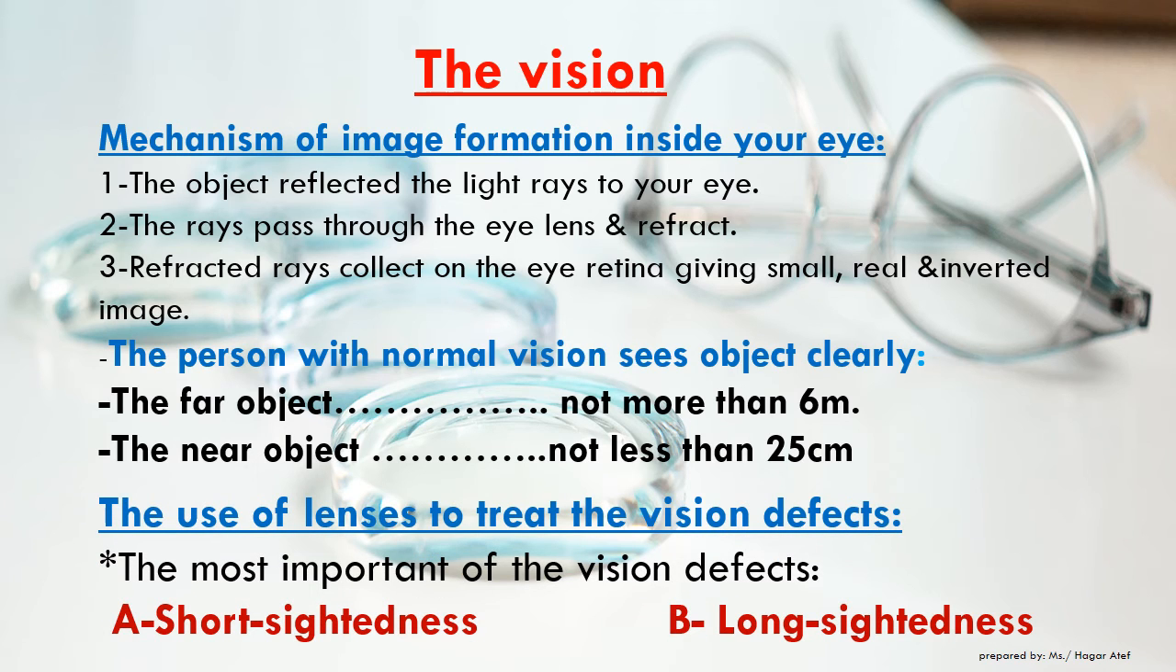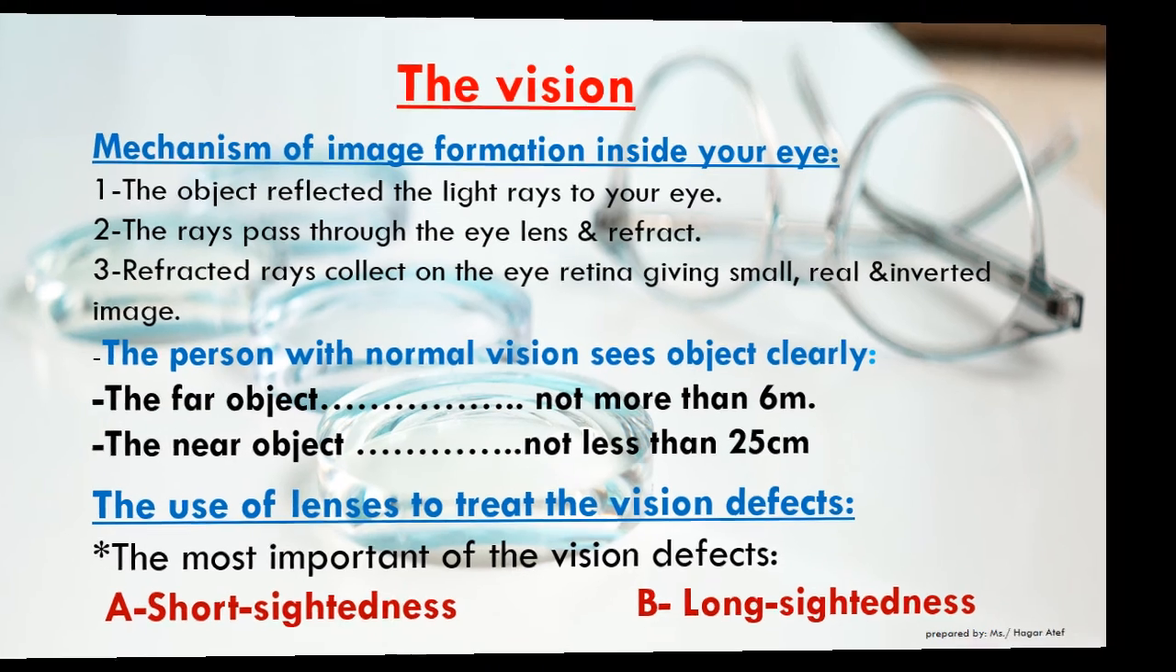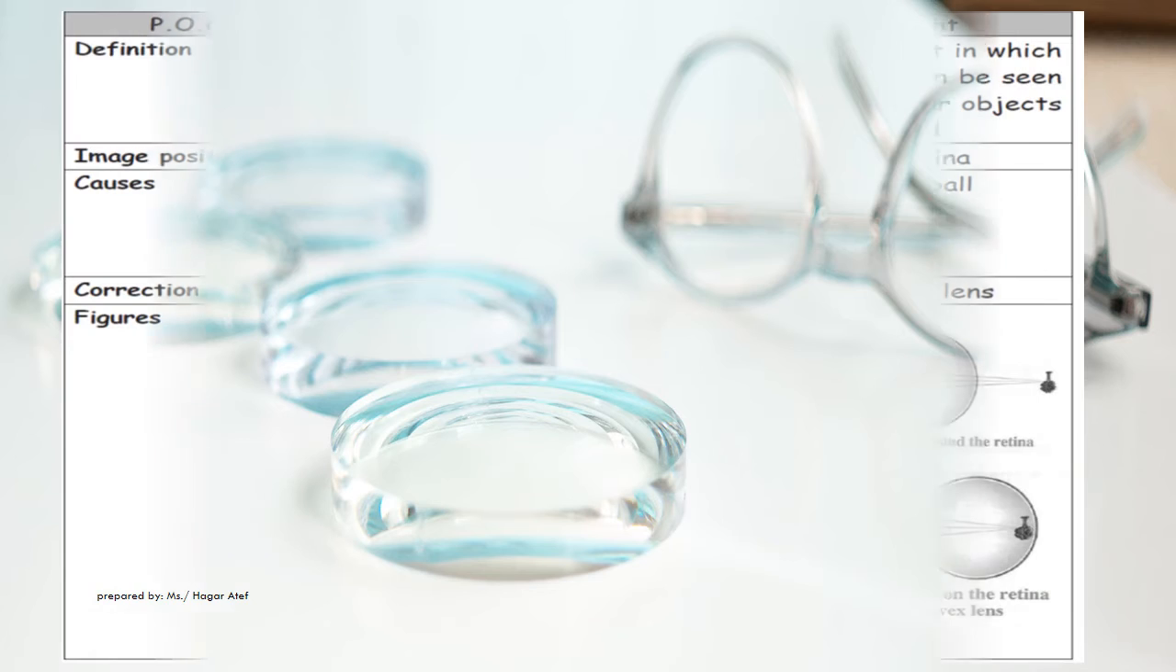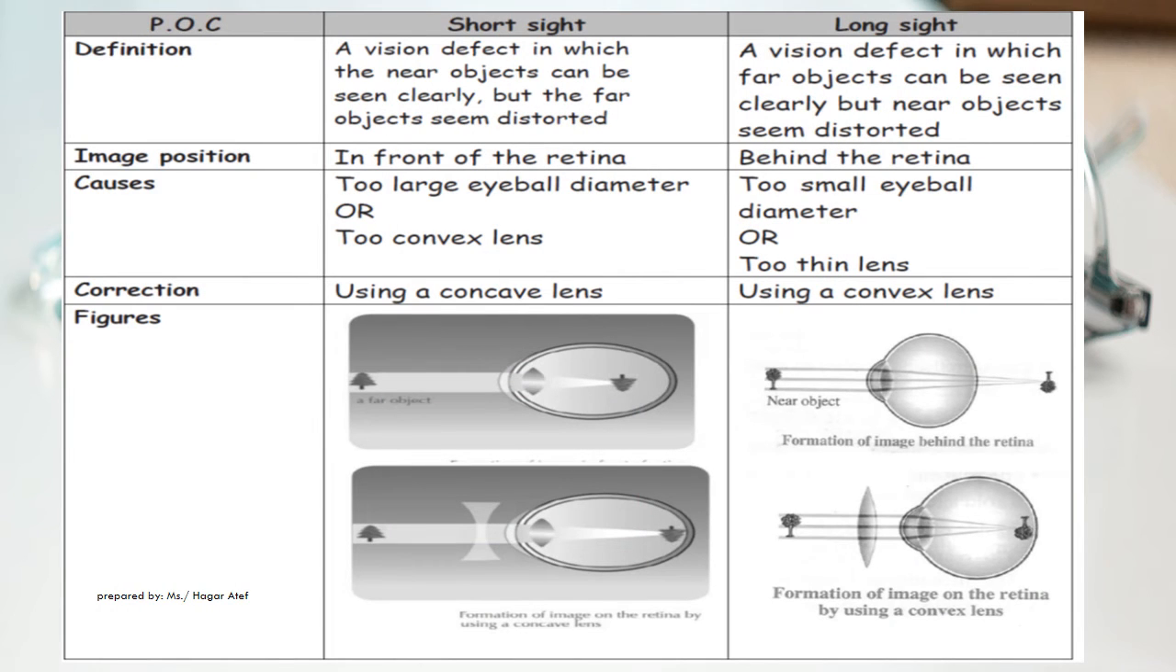The use of lenses to treat the vision defects. The most important of the vision defects are: Number A, short-sightedness. Number B, long-sightedness. Number 1, short-sightedness. What's the meaning of short-sightedness? It is a vision defect through which near objects only can be seen clearly, but far objects seem distorted, because the image position is in front of the retina.